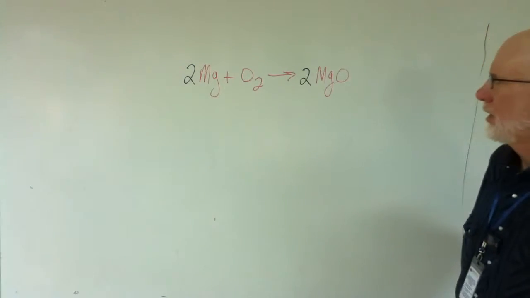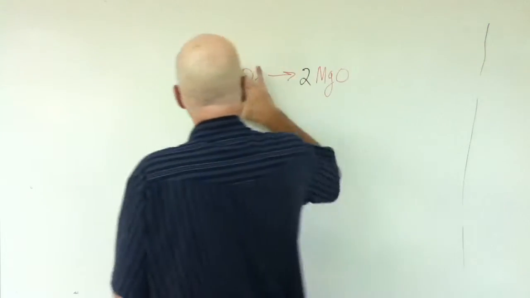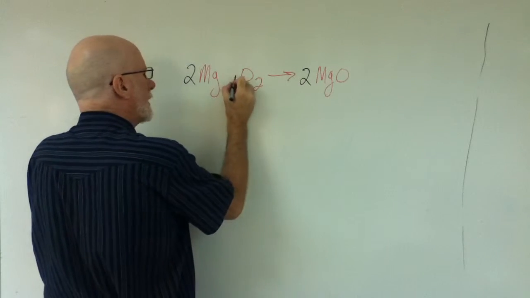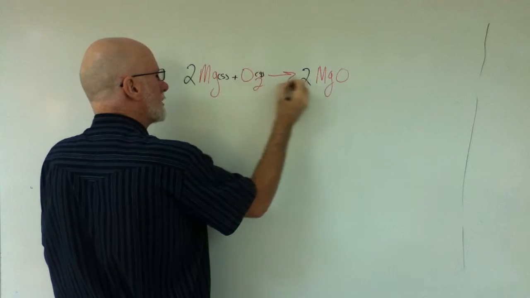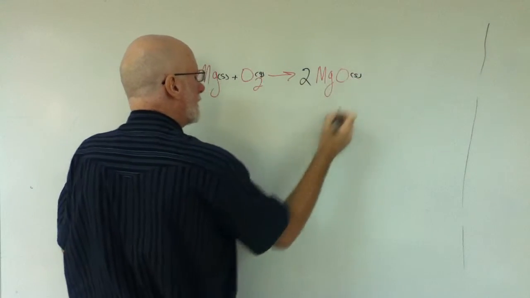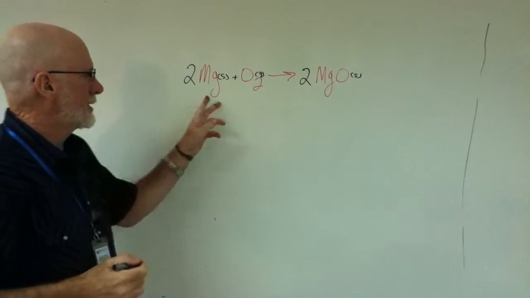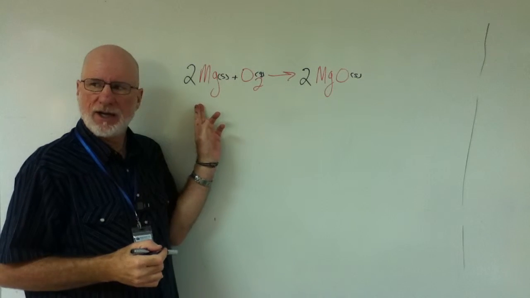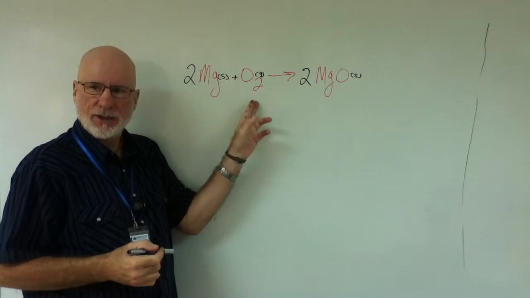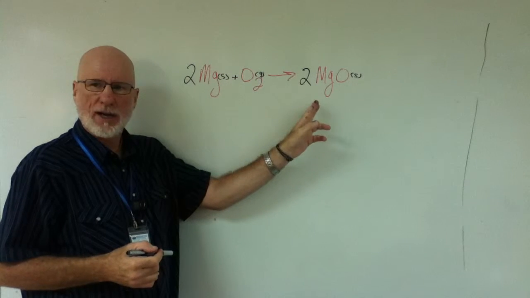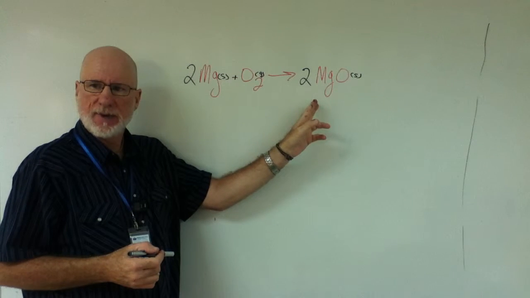Okay. So let's put in the states: this is a solid, this is a gas, and this is a solid. Okay? This is magnesium. It's kind of a dull grayish color. Could be shined, I suppose. This is oxygen, obviously a gas, and this is a white chalky substance, magnesium oxide.